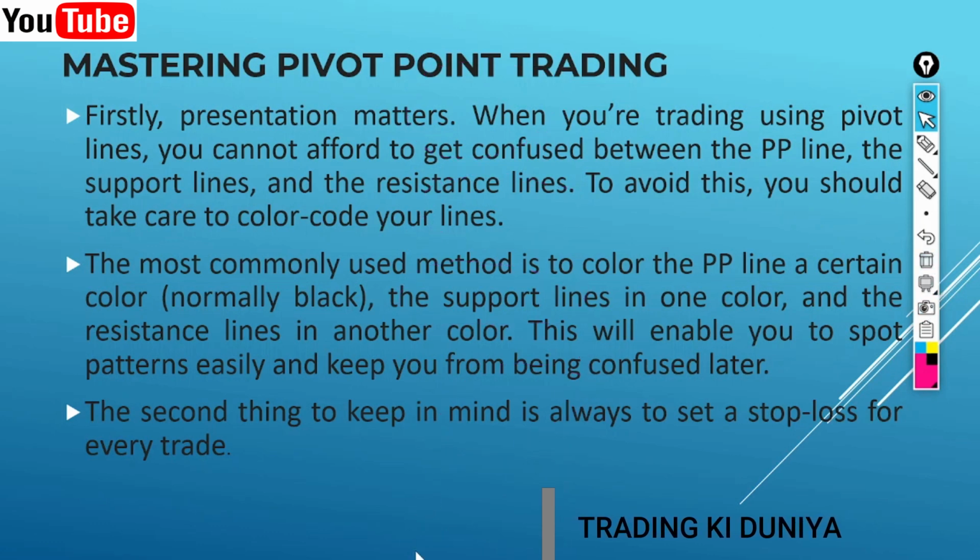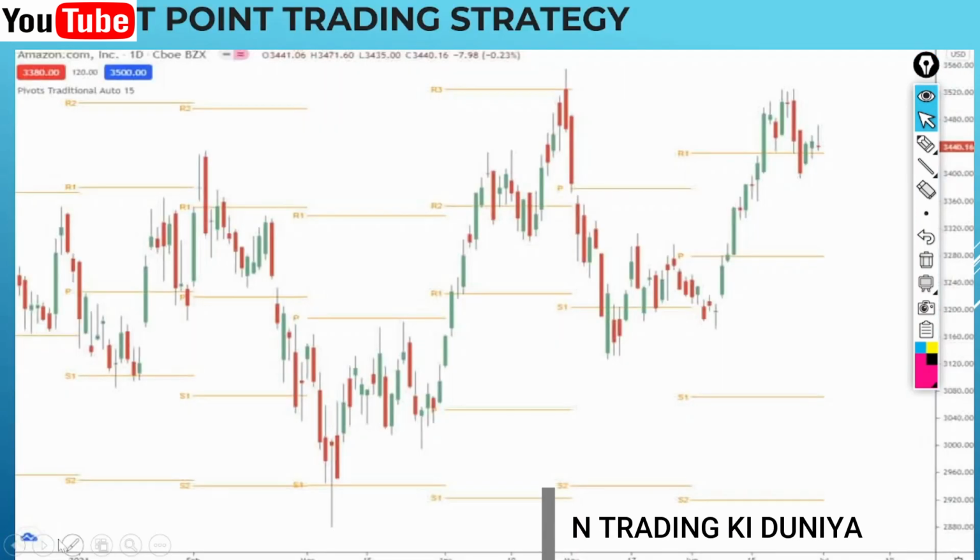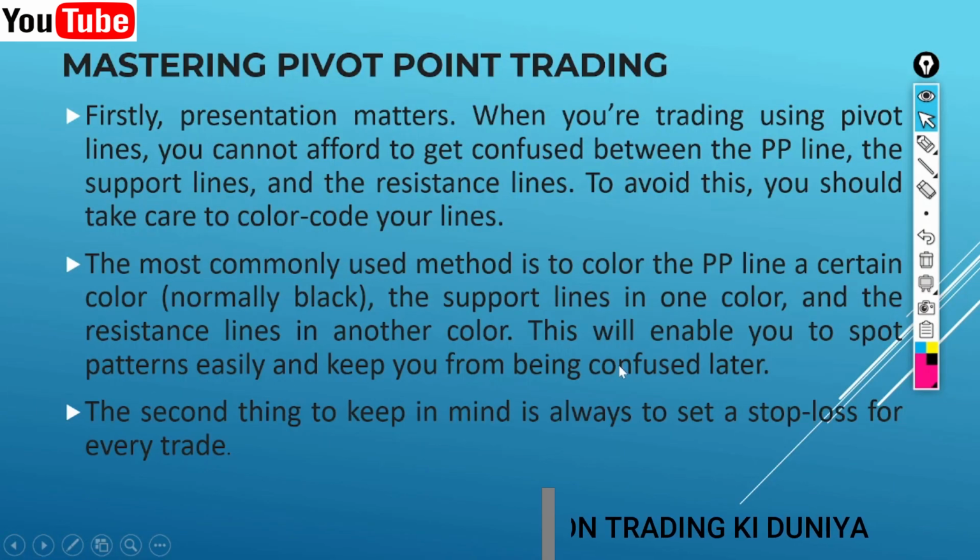The previous slide you have already seen. So, how to master pivot point trading. Let me give you some points. Firstly, presentation matters. Many people put all those 7 pivot points in a trading chart, and it becomes very difficult. They get confused about which line is what, which is the pivot line, which is a support line. So therefore you must follow a color code for the pivot lines.